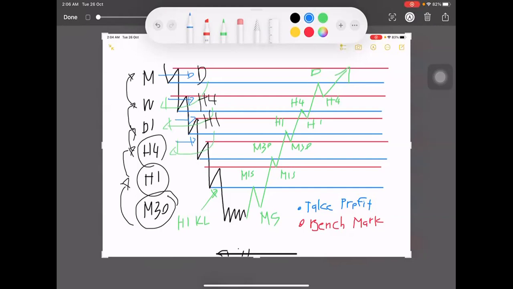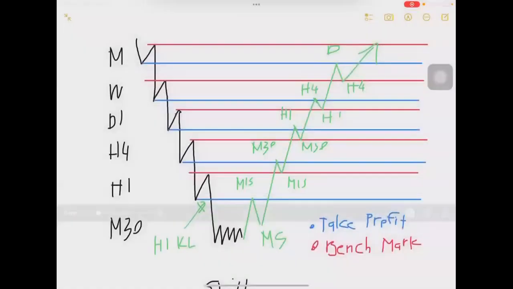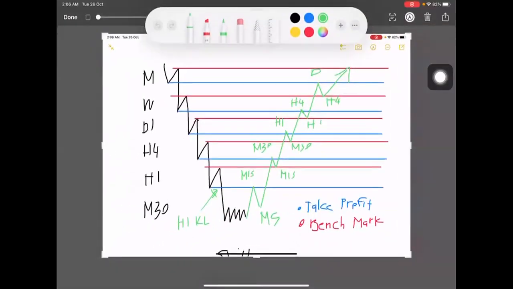So the price keeps repeating. H4, H1, M15, and so on. Okay, start back from M30.